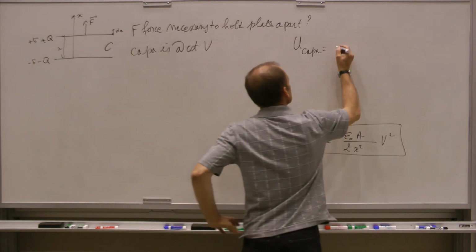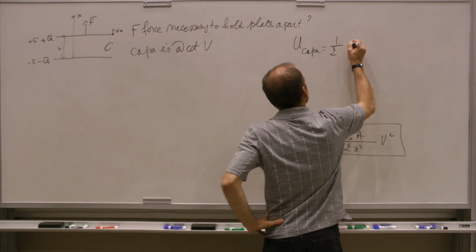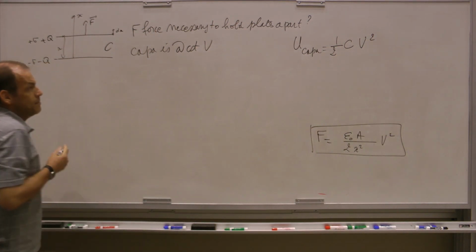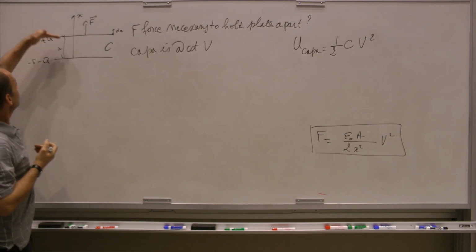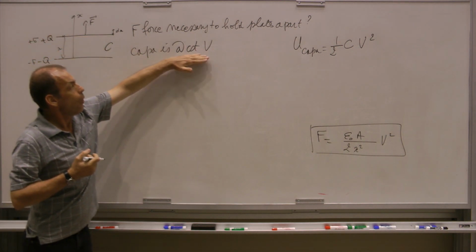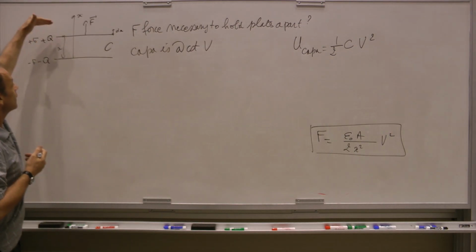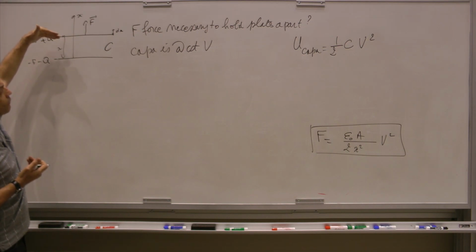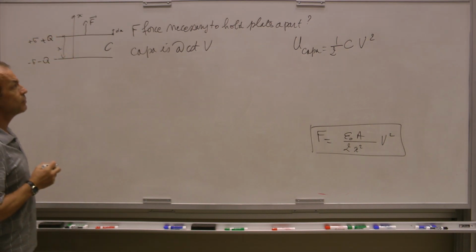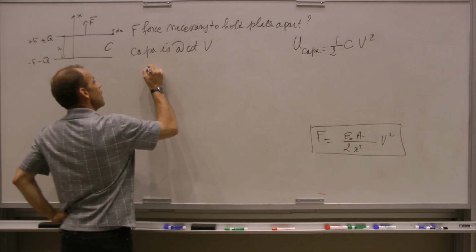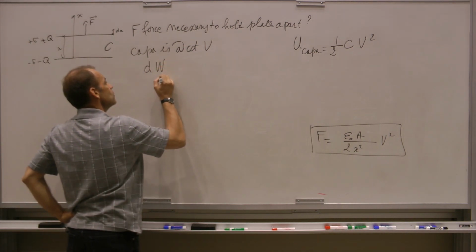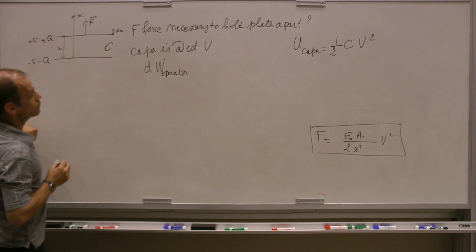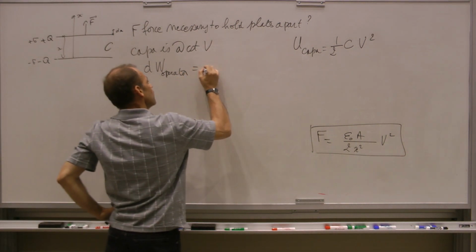So the U that I'm going to be using will be the one that contains the capacitance, 1/2 of CV squared, the potential. I'm going to do the same business. I have a capacitor that is held at a certain potential because it's connected to the battery. I'm going to slowly change the spacing between the plates. What do I get? Well, I'm going to calculate the dW of the operator that is doing the motion. It's the same thing. It's still going to be equal to F dx.